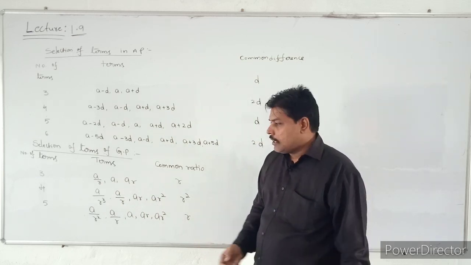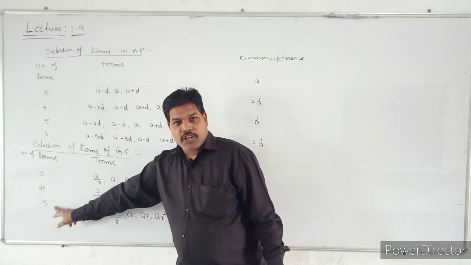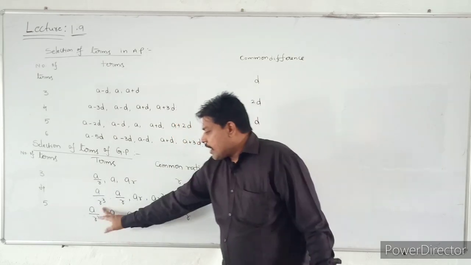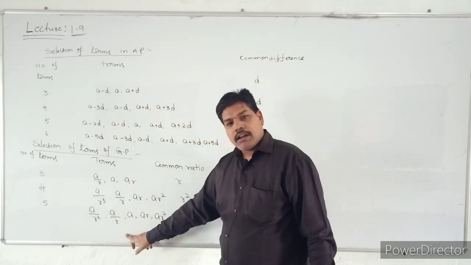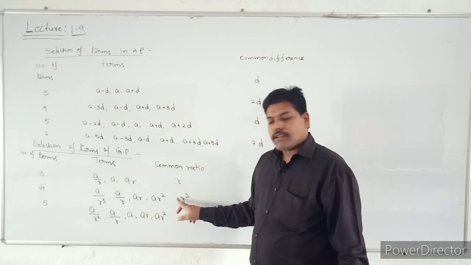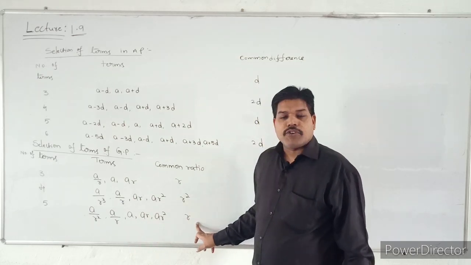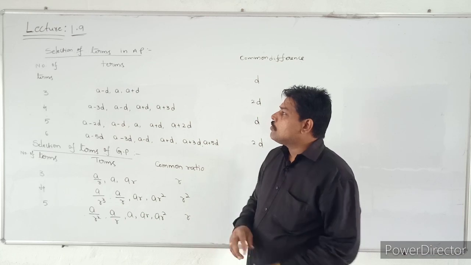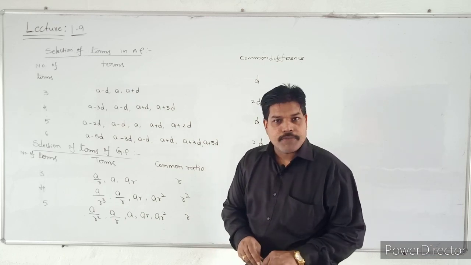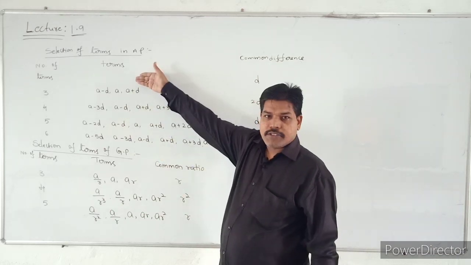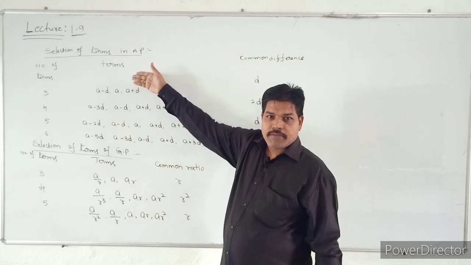Similarly, if n is equal to 5, what happens? We take a by r square, a by r, a, a r, a r square. Then the common ratio is r. So we will use these notations in the problems. Generally we will take three terms, and most of the time we will take three terms.